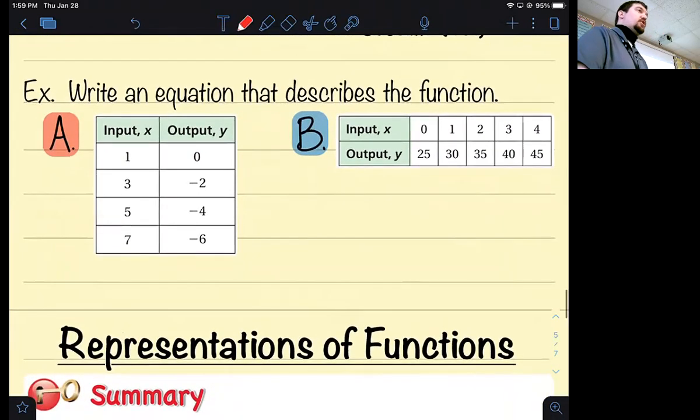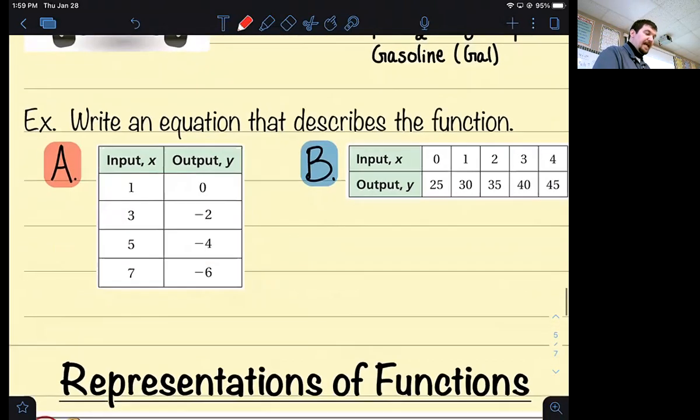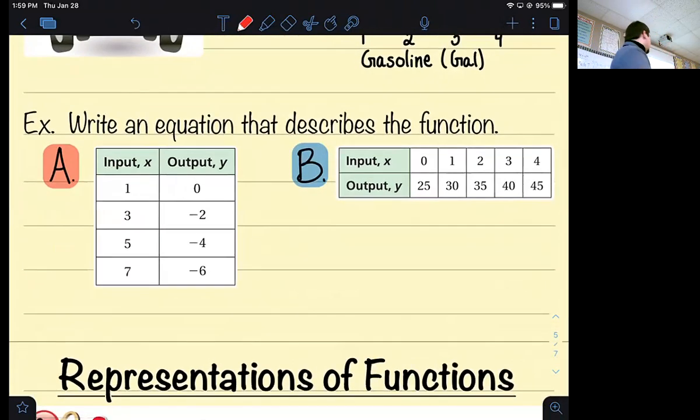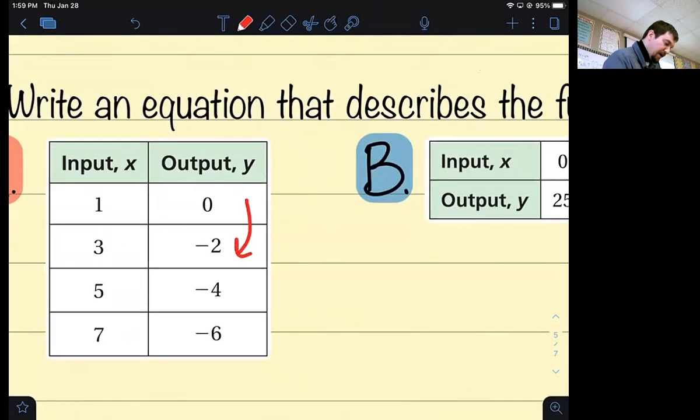Instead of giving us words, they're giving us a chart, and they're asking us to do the same thing. Graph, or not graph it, just write the function. And so remember, if it's linear, I want to write it in slope-intercept form. Let's see if these are linear. Is my y decreasing by the same amount each time? What is it decreasing by each time? It's decreasing by 2. So I'm going to write -2.